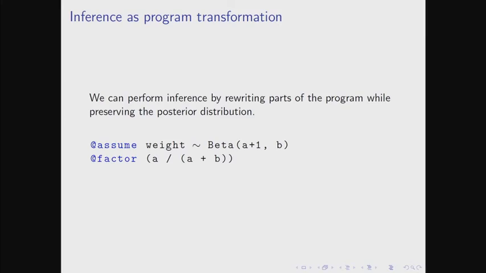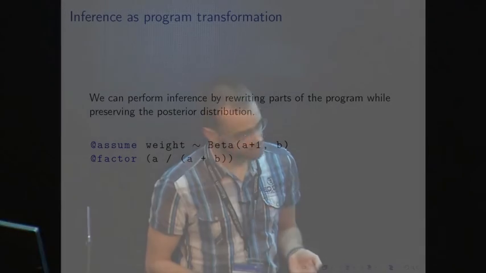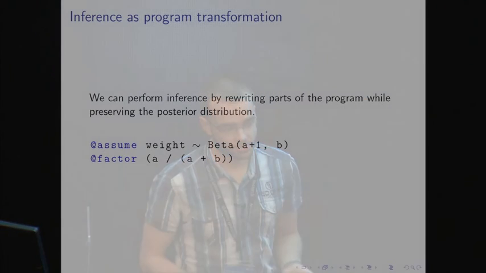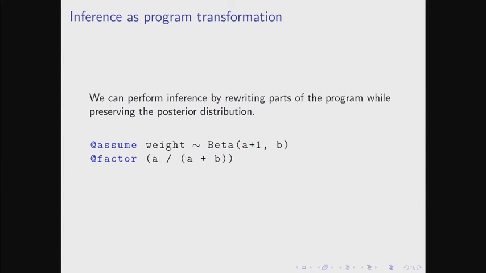But this one is obviously better, because if you view it as an importance sampler, this thing samples from the prior, and the weight is the likelihood, while this thing samples from the posterior, and the weight is the model evidence. So this is the best importance sampler we can get. And this certainly is an example of inference as program transformation.